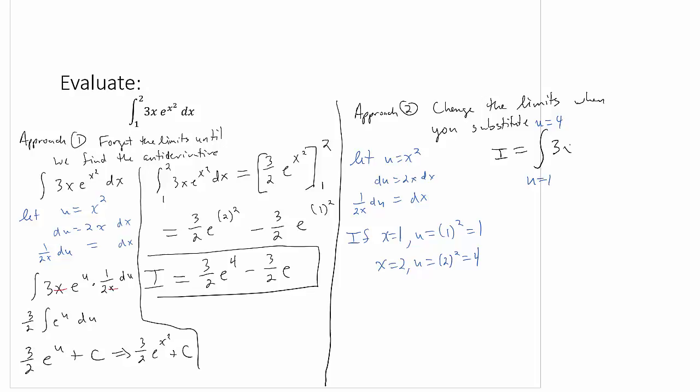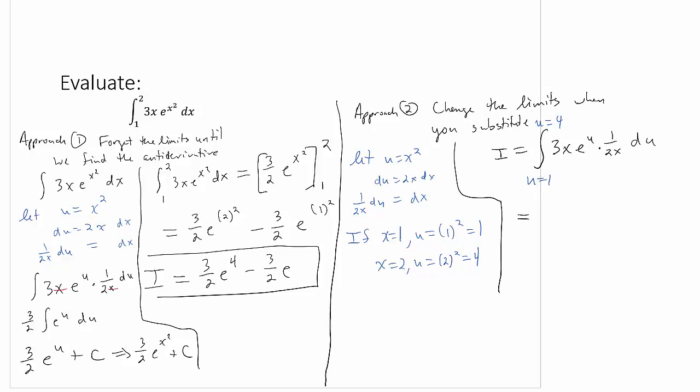And again, we would have the 3x e to the u times 1 over 2x dx, du. I made the same mistake. So notice it looks pretty much the same. I've just substituted not only in the integrand, but in the limits of integration.